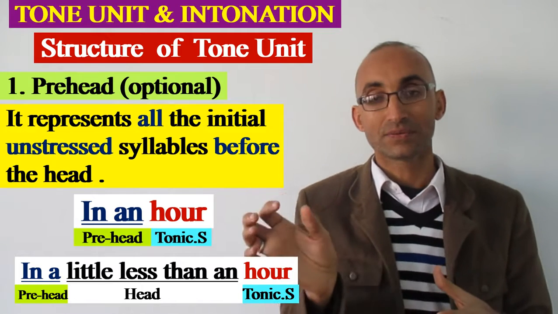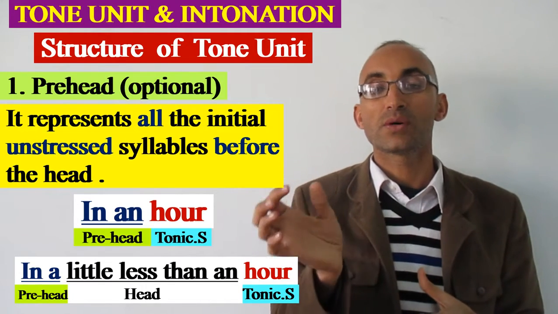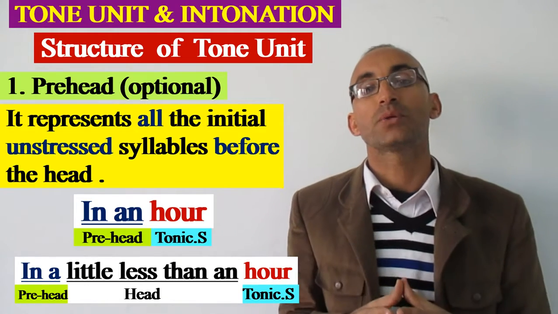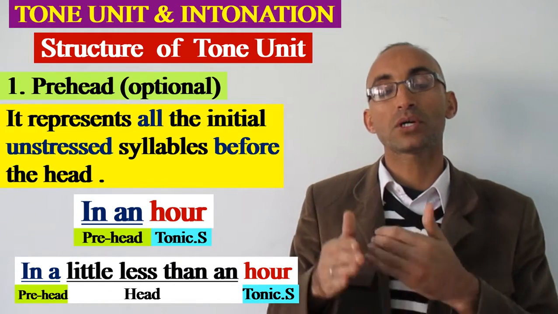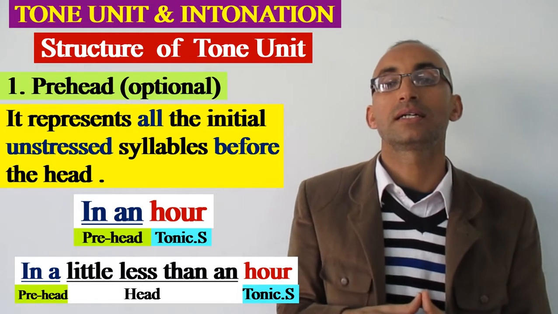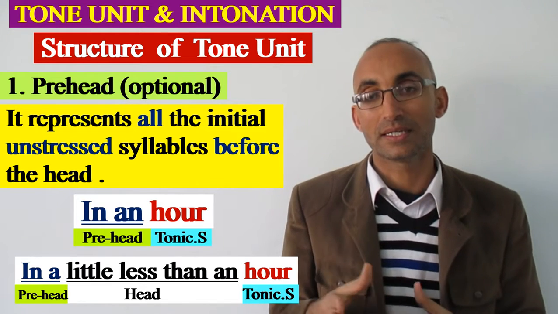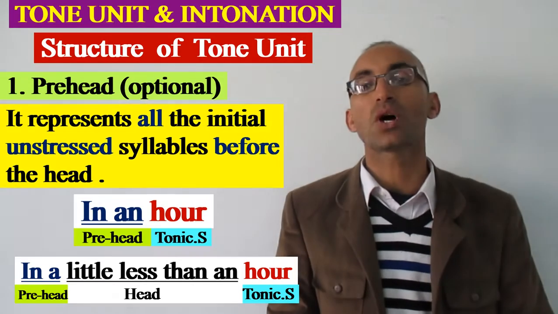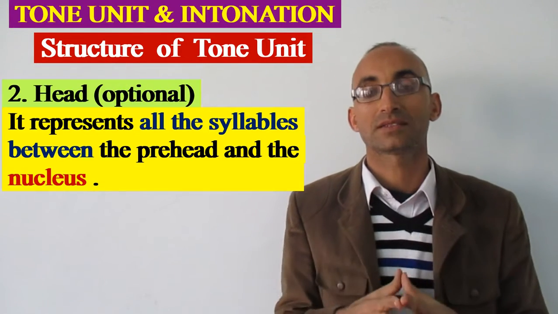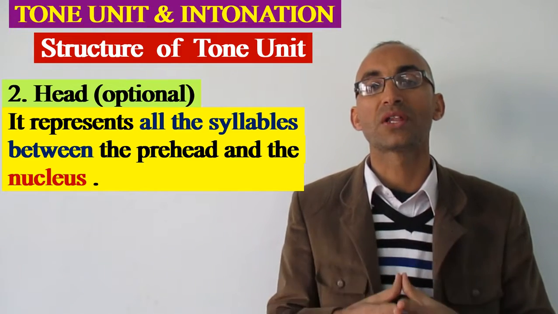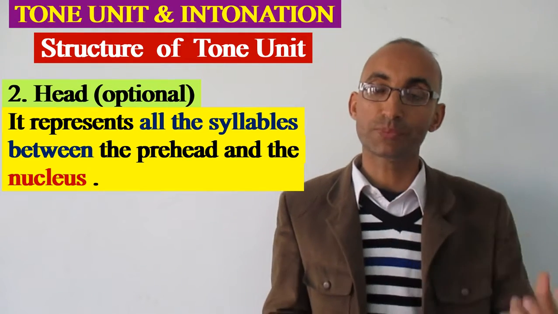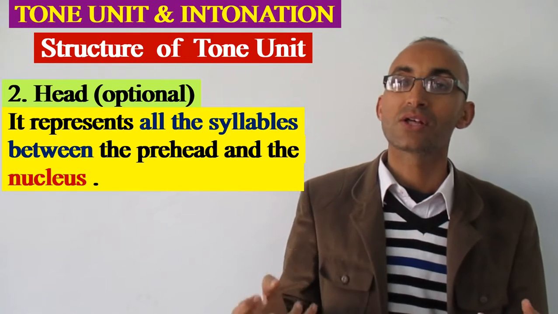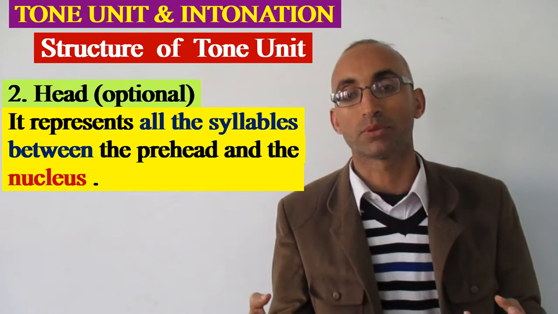And in an, we have here a preposition and also an article. They are unstressed. They are the prehead. Clear? The prehead, which comes before the head, little less than. Good. The second part of a tone unit is called the head. The head represents all the syllables between the prehead and the nucleus. Clear? The prehead and the nucleus, I mean the tonic syllable.